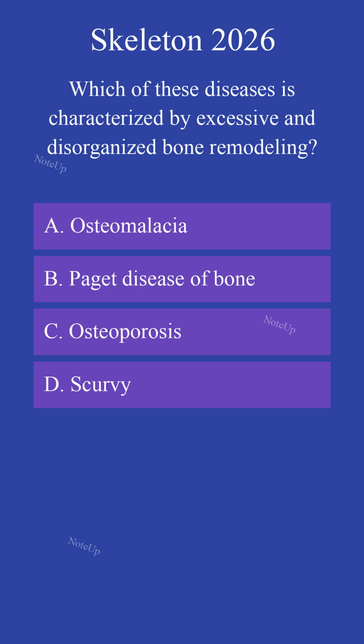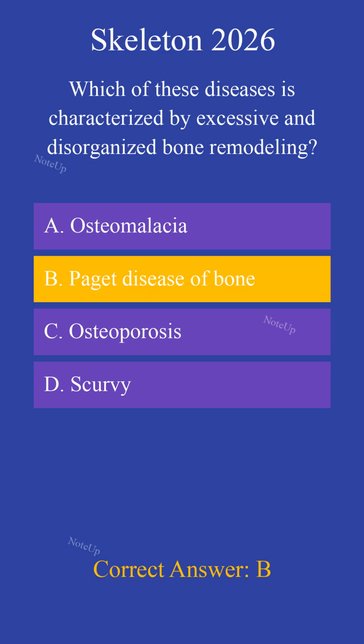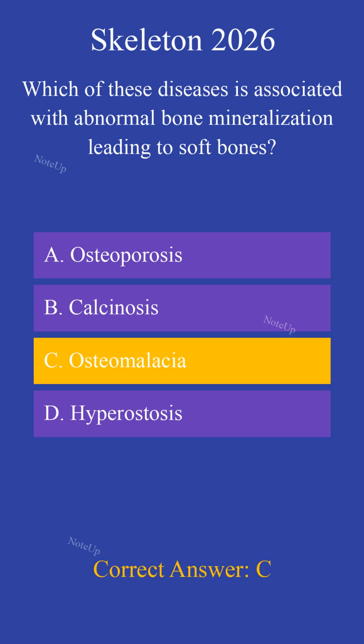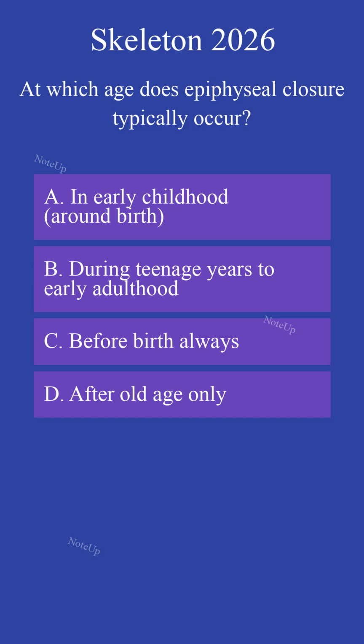Which of these diseases is characterized by excessive and disorganized bone remodeling? The correct answer is B. Paget disease of bone. Which of these diseases is associated with abnormal bone mineralization leading to soft bones? The correct answer is C. Osteomalacia. At which age does epiphyseal closure typically occur?